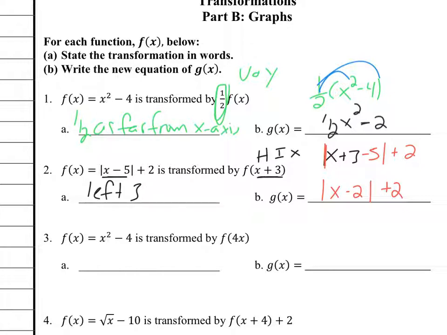All right, next one. We are inside, so we are dealing with Hicks. So it's horizontal, it's inside, which means it's going to be opposite what we'd expect, and it's going to be affecting the x's. So 4, opposite, means 1/4. 1/4 as far. If it's affecting the x's, that means it's moving it away or towards the y-axis. So it is 1/4 as far from the y-axis.